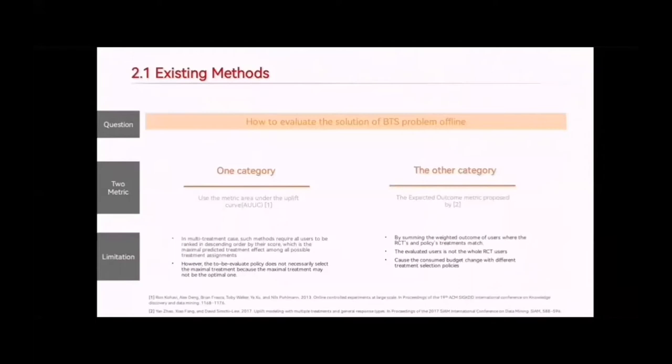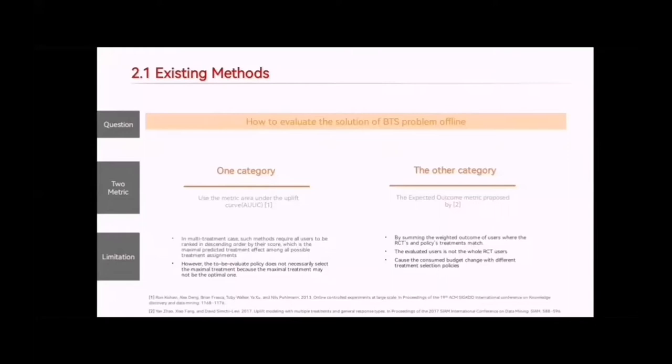In the multi-treatment case, such methods require all users to be ranked in descending order by their score, which is the maximal predicted treatment effect among all possible treatment assignments. However, the policy to be evaluated does not necessarily select the maximal treatment because the maximal treatment may not be the optimal one.